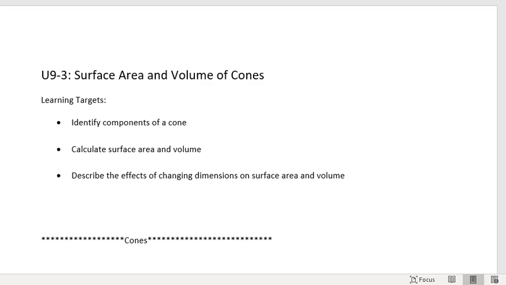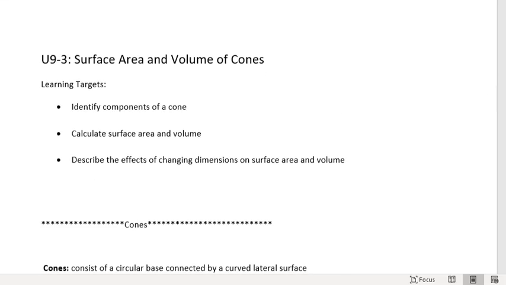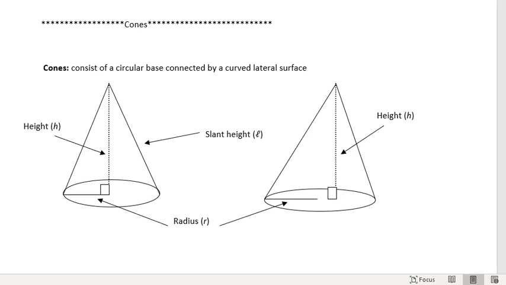Okay, today we're going to look at the surface area and volume of cones, so our next geometric shape. We are going to identify the components of a cone, calculate the surface area and volume, and then describe the effects of changing dimensions.